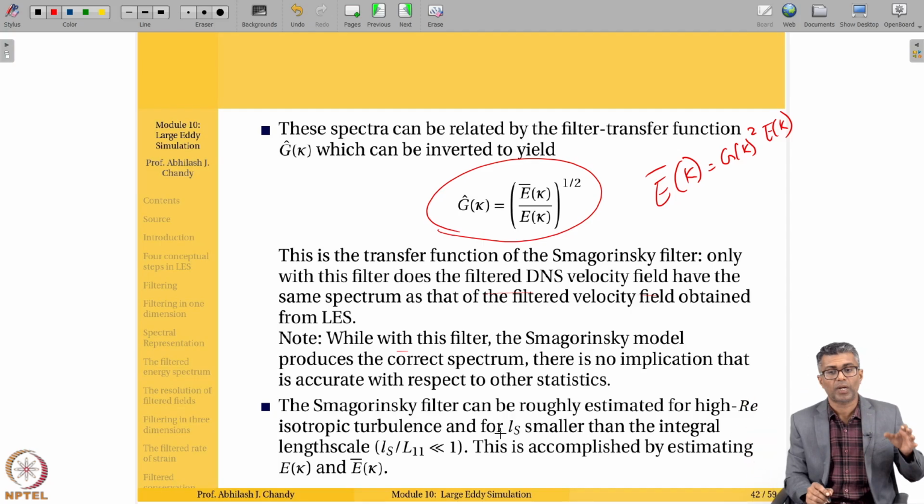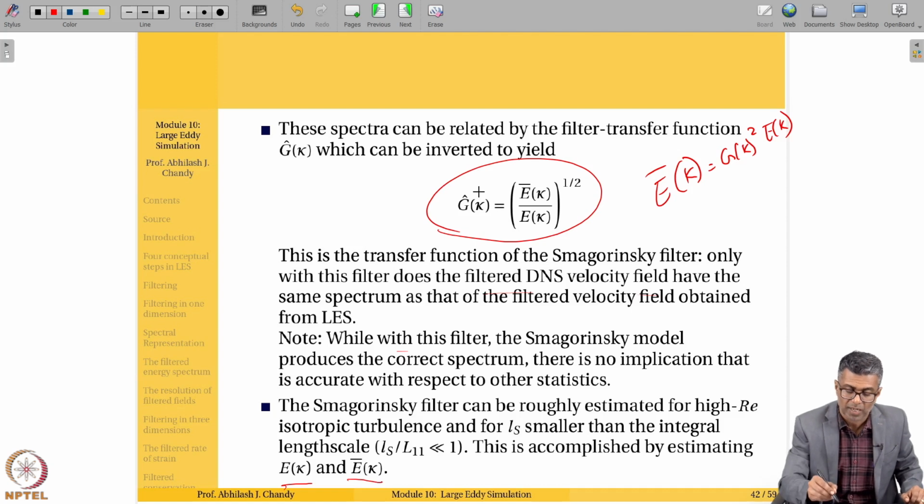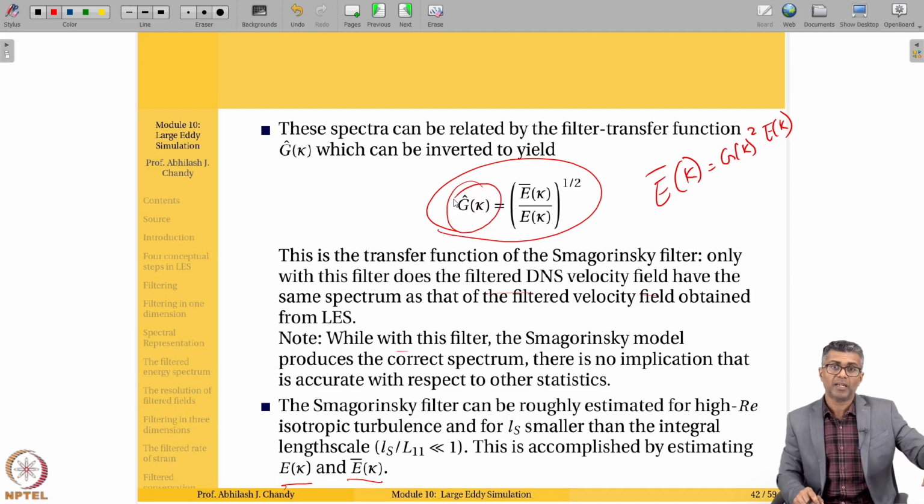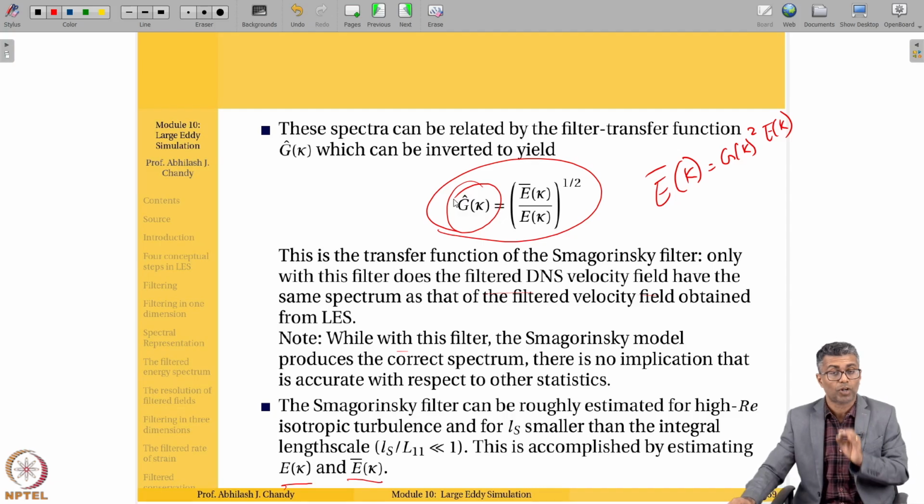So the Smagorinsky filter, you can estimate it for high Reynolds number turbulence, and for LS smaller than the integral length scale, so LS much less than L11, or LS over L11 much less than 1. By estimating E of kappa and E bar of kappa, you can get what the filter is. Remember, this G hat of kappa never appears in the equations. You can get it by estimating the filtered spectrum and the actual spectrum obtained from DNS. But otherwise, the filter does not appear explicitly. I'm not talking about a filter width, I'm talking about a filter G of kappa.